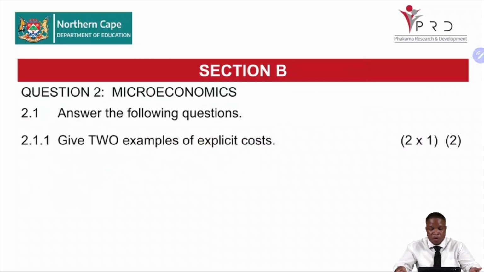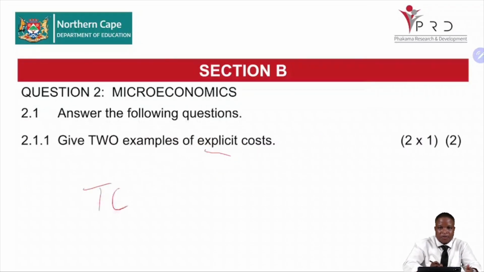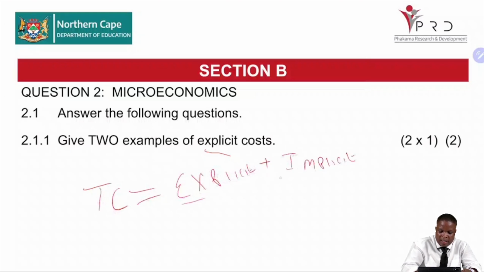In 2.1.1, for example, you are always asked to list, to give, to name. You just need to remember. So give 2 examples of explicit cost. In economics, we have 2 costs. To get the total cost, let's forget about the fixed and the variable cost. We need explicit cost plus implicit cost, right? So there are 2 types of cost that we have.